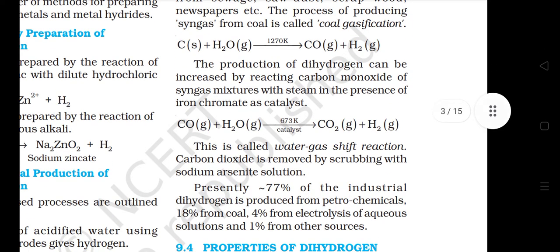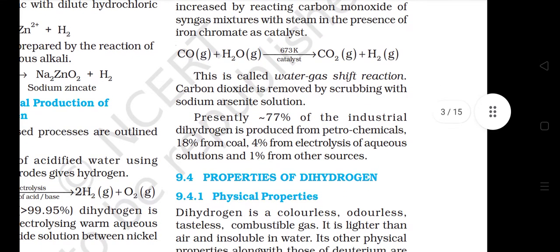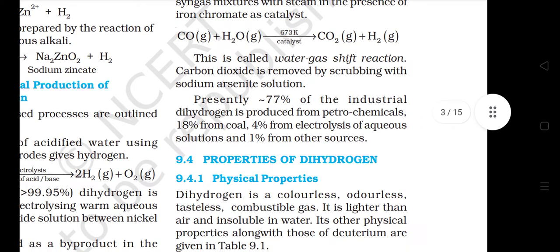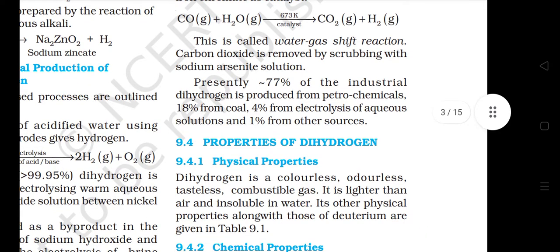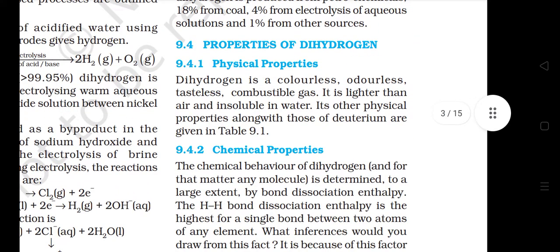The production of dihydrogen can be increased by reacting carbon monoxide of syngas mixture with steam in the presence of iron chromate as catalyst. This is called water gas shift reaction. Carbon dioxide is removed by scrubbing with sodium arsenite solution. Presently, 77% of the industrial dihydrogen is produced from petrochemicals, 18% from coal, 4% from electrolysis of aqueous solutions, and 1% from other sources. 9.4 Properties of dihydrogen.